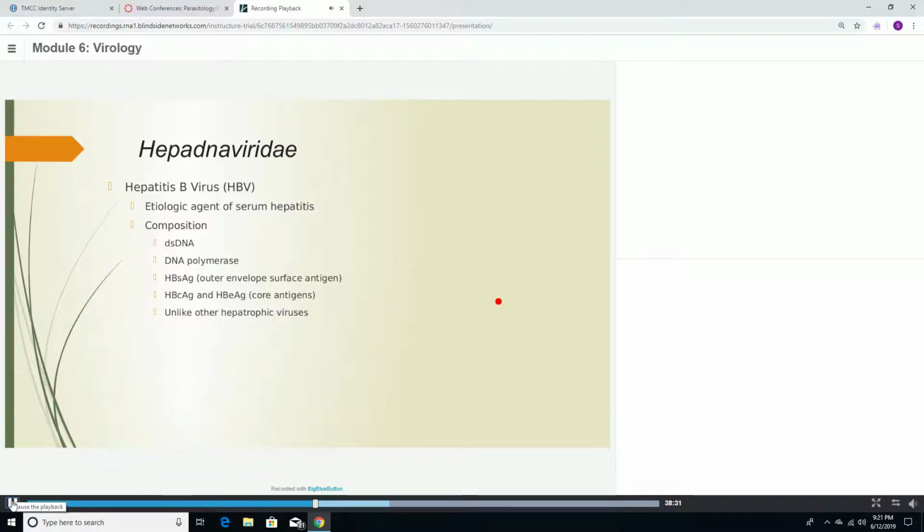It also has core proteins. Those core proteins are known as HBcAg and the HBeAg. And it also has a DNA polymerase. So this enveloped DNA virus is very hardy. It's able to survive at room temperature for up to 6 months, and at temperatures as high as 60 degrees Celsius for up to 4 hours. And it's resistant to the toxic effects of most disinfectants.